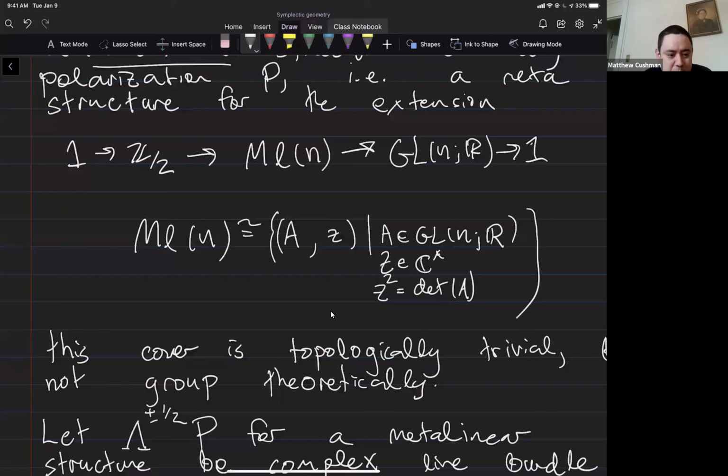Anyway, okay. The connected component of the identity of this is the connected component of the identity in GL_n(R), where you always take z to be the positive square root of the determinant. So all of the interesting stuff here is the fact that this group is not connected, and the way it sits in the symplectic group.